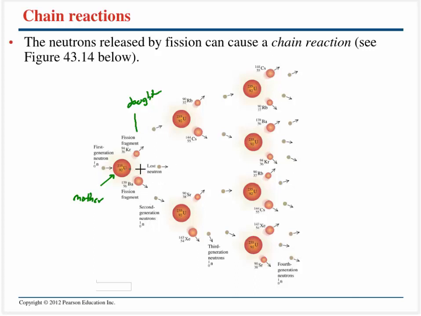Now, if this uranium was close to this uranium, and this neutron happened to hit that one, then it can do the same thing. It can split apart. Will it go to krypton and barium? Not necessarily. It might go to rubidium and cesium. So we have some more daughter nuclei, so second generation, it's going like this. We have some neutrons that can run into other uraniums. You can kind of see that we have just a cascade of reactions, and also a cascade of energy.